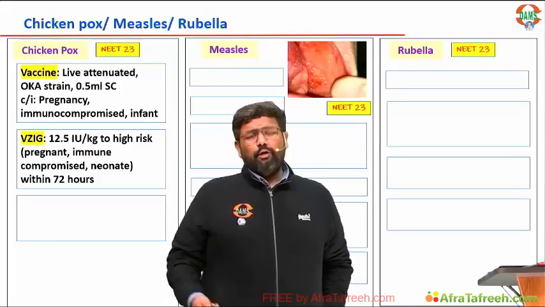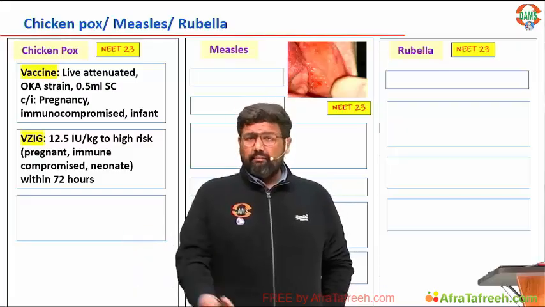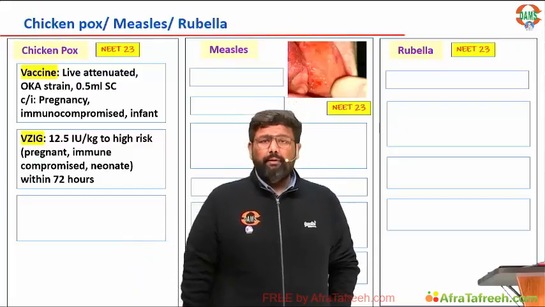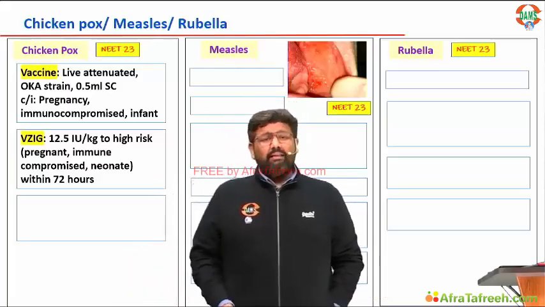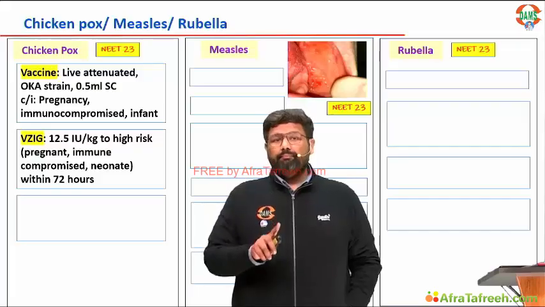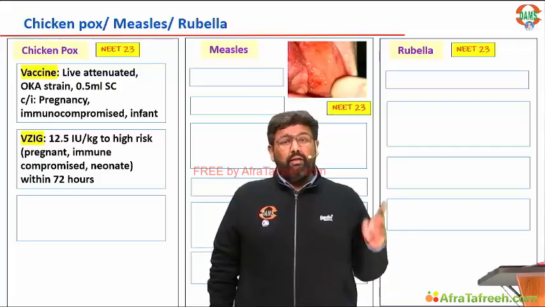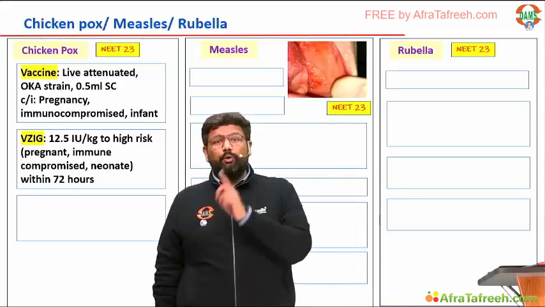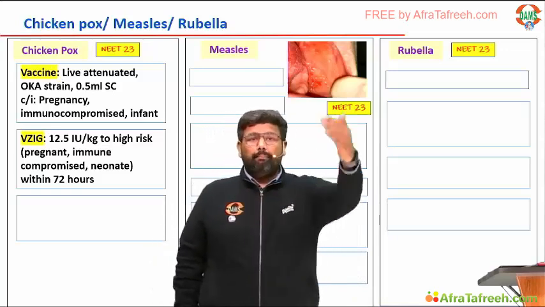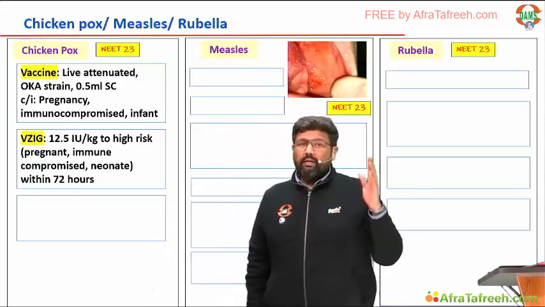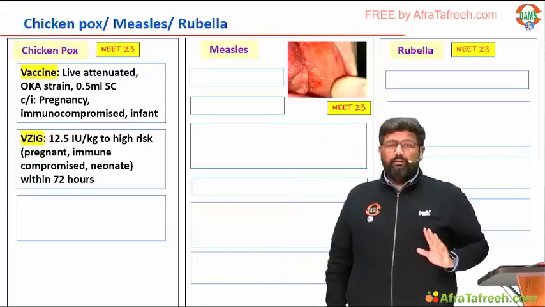But if a non-pregnant lady came to you and she's not pregnant, she got exposed, in that case you need not give these immunoglobulins, because immunoglobulins are only given to high risk. Who are high risk? Pregnant, immunocompromised, neonate within 72 hours.